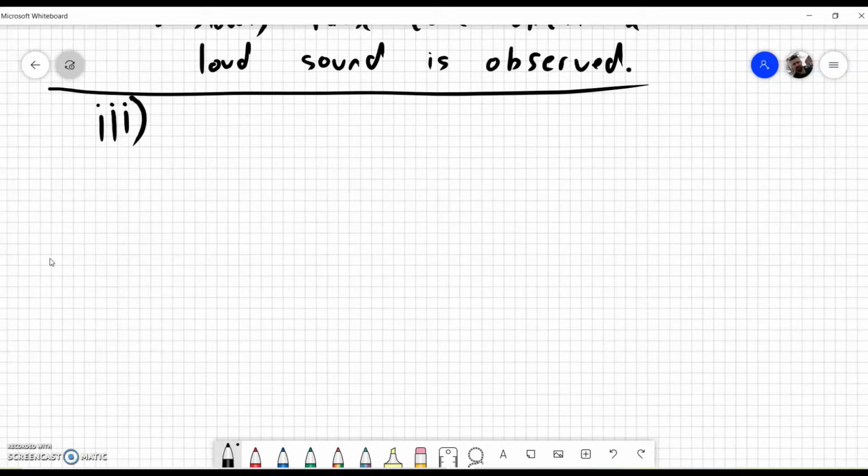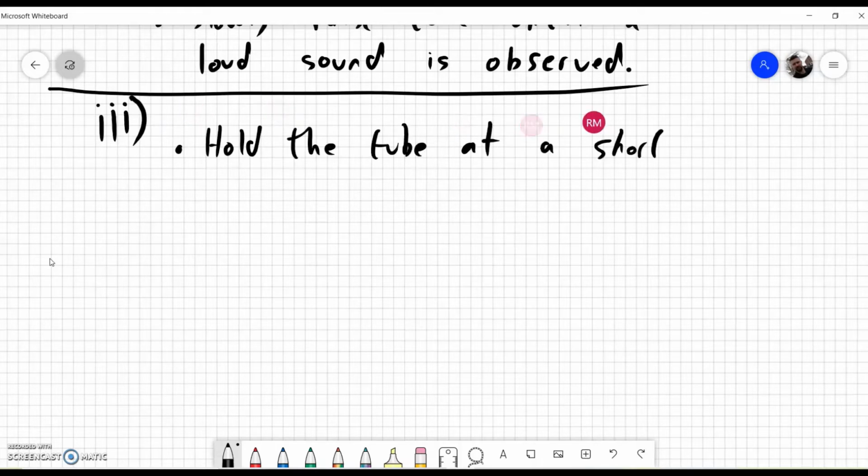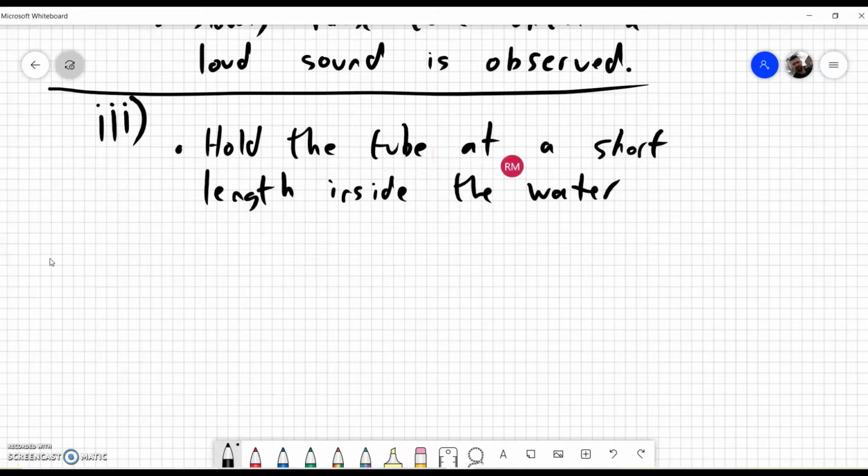So as we said in part 2, we hold the tube at a short length inside the water, and we increase the length until the first sound is heard.